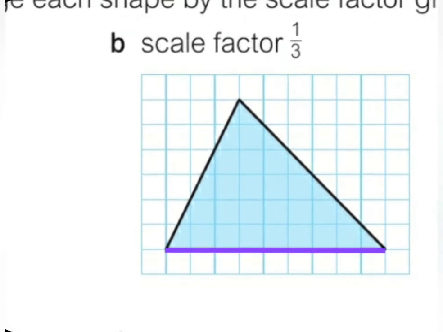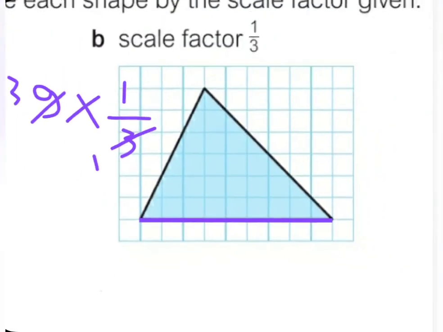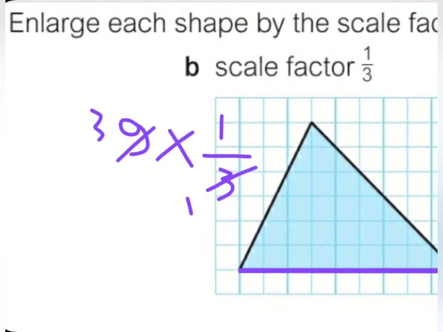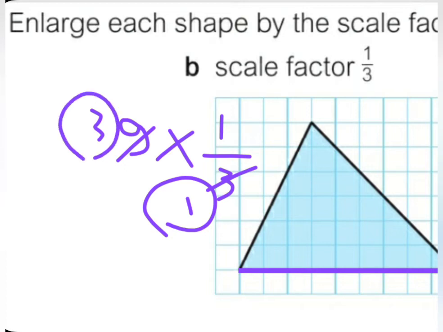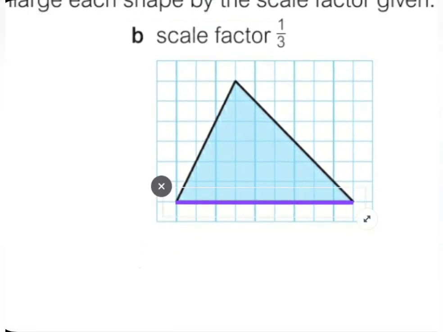9, when you multiply it by a third, which is the scale factor, you will have 3. Very good. So you divide this by 3, you get 3. So when you multiply 9 by a third, basically it's like dividing 9 by 3. It's going to be 3. So this one is going to be 3 centimeters, or 3 boxes.